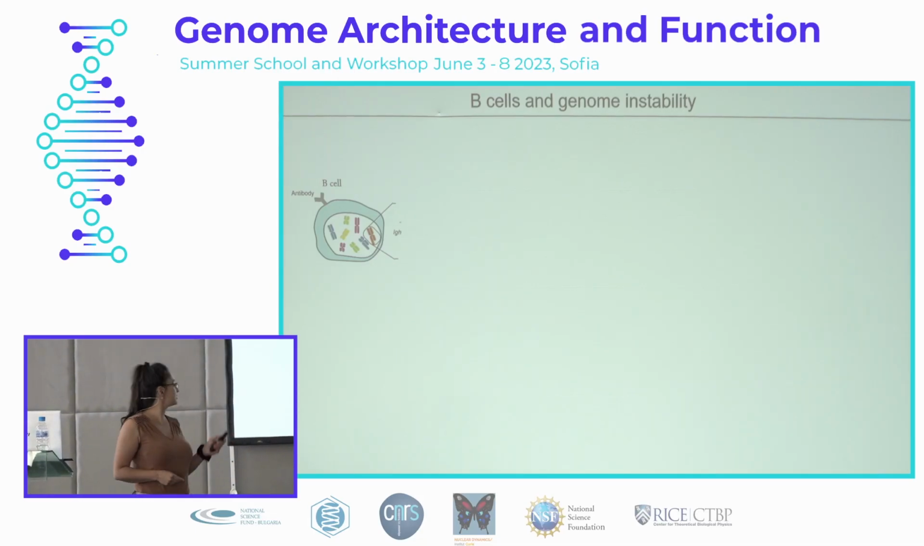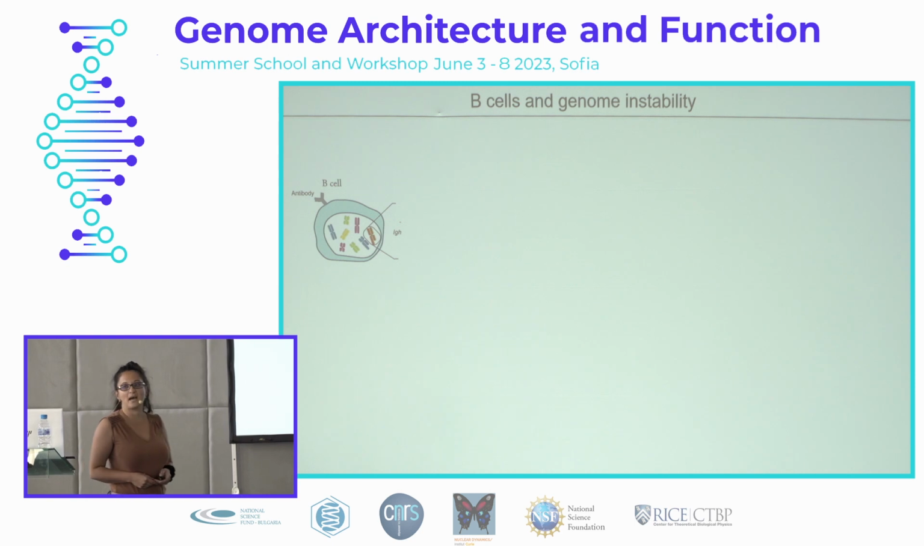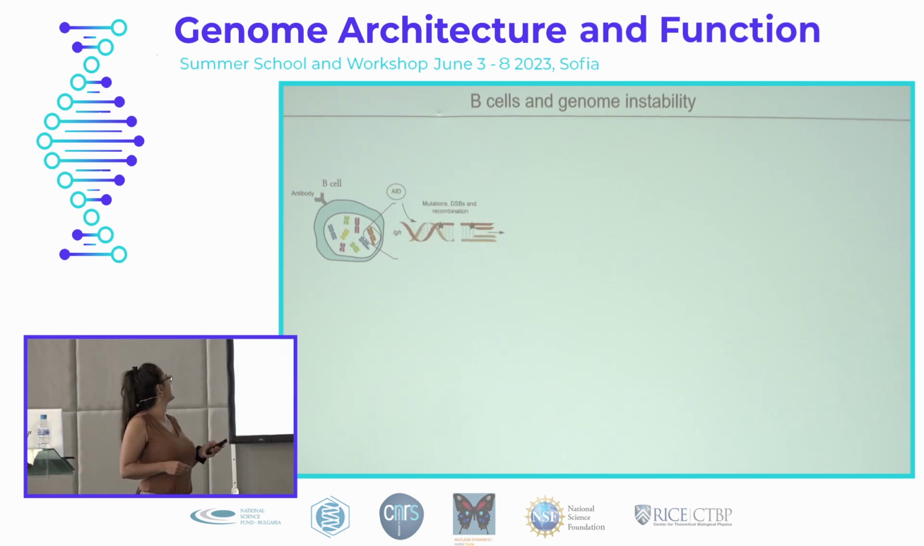I work with B cells, and these are our antibody-producing cells, and they do this by generating mutations in the antibody encoding genes, so the IGH locus here in the example. They do this by expressing a DNA mutator enzyme which targets the antibody encoding genes, generating mutations and breaks. And this is very important.